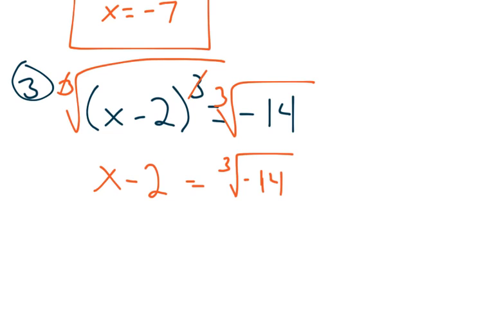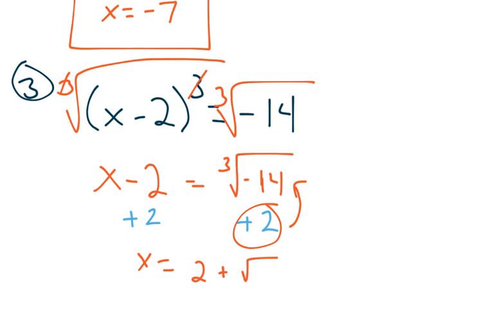One last step. Add 2. So x is equal to, I can't combine these two. So I just leave it as either one of two ways. You can go 2 plus the cube root of negative 14, or the cube root of negative 14 plus 2. Just make sure that this plus 2 is very clear that it is not inside the radical. To do that, like I just did there, put a little tail on the end of it and close off the bracket. Hopefully that helps.